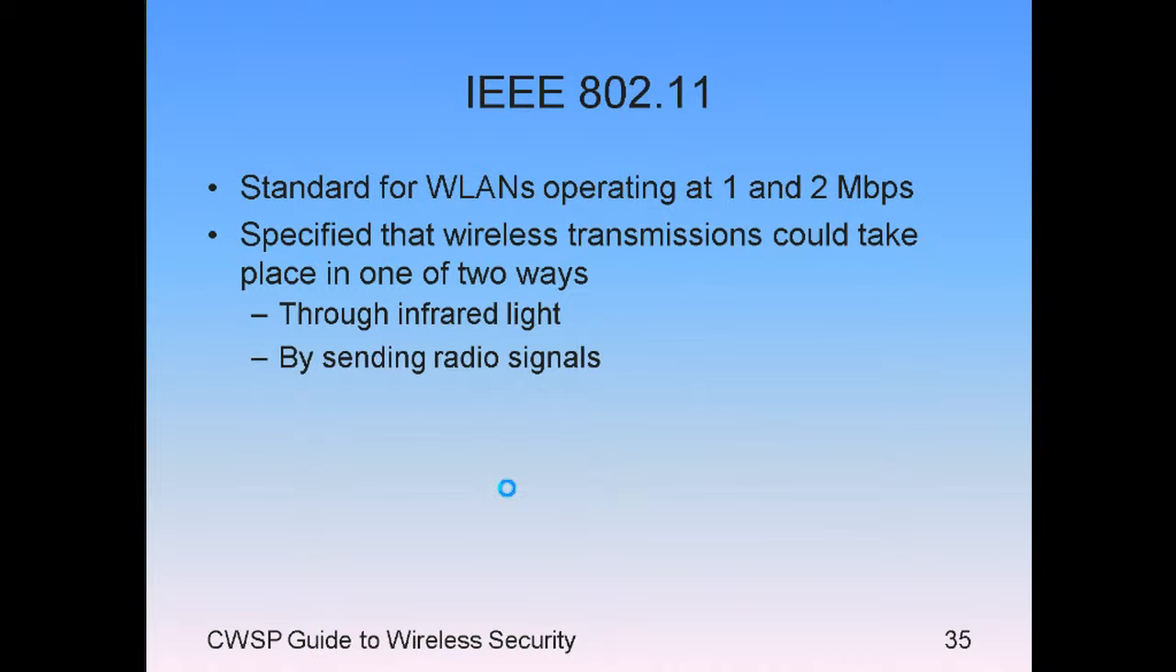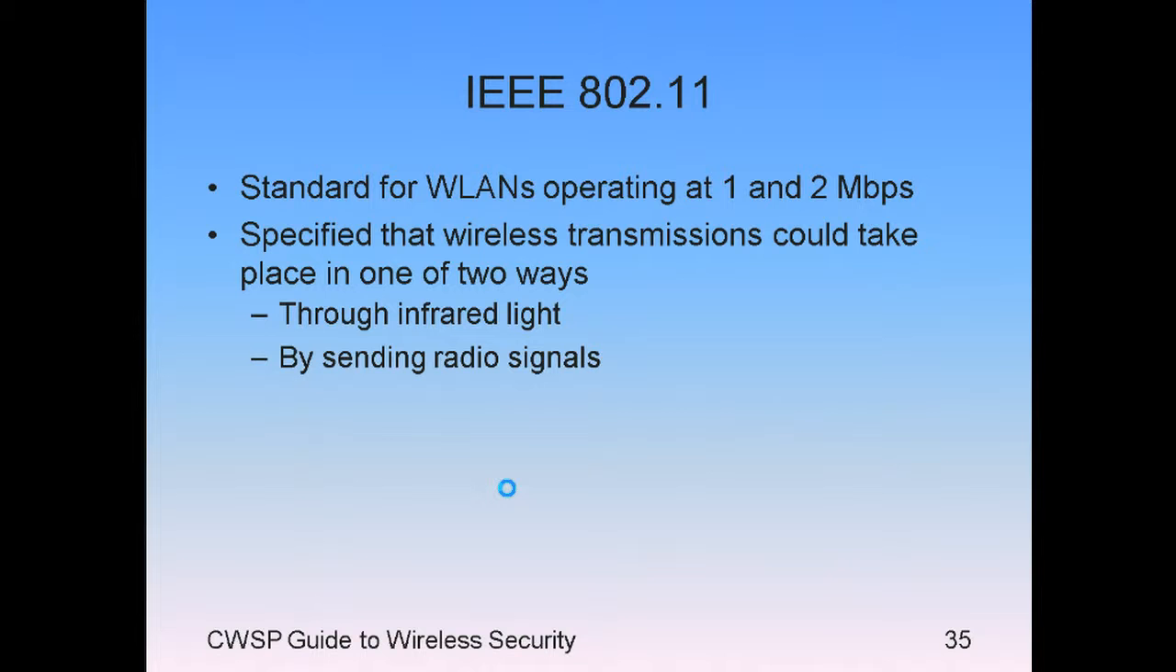It specified the way the wireless transmissions could take place in one of two ways: through infrared light or by sending radio signals. Infrared is a wireless type that probably isn't used anymore. It's very, very slow and has a number of issues. It also has a number of advantages, because infrared is not going to go everywhere. It's not going to go outside the building, for instance. It'll go through windows, but it won't go through walls.